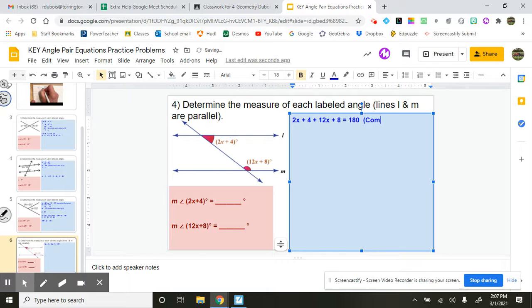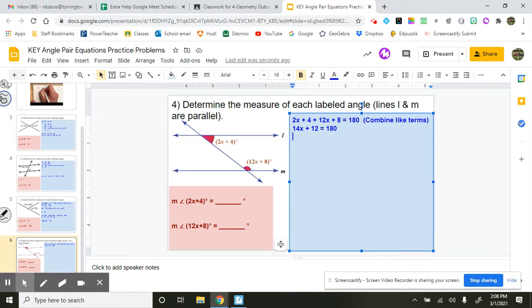So we're going to combine like terms. We have no idea what x is, but we have 2 of them. And then a little later on, we have 12 of them. So now we have 14x. And then our constants, the 4 and the 8, they're both positive. So that becomes plus 12 equals 180. So now we have to isolate that variable x, get it all by itself. We have to undo everything that's happening to it in reverse order of operations, reverse PEMDAS.